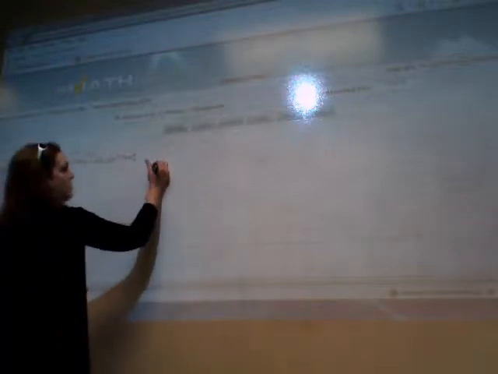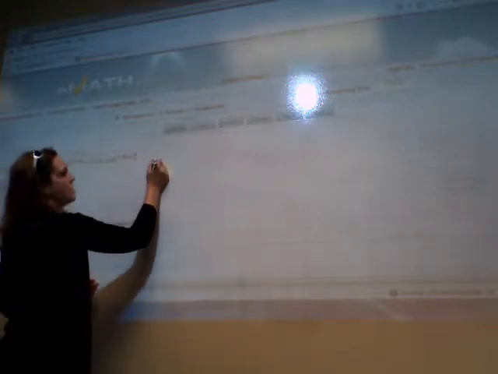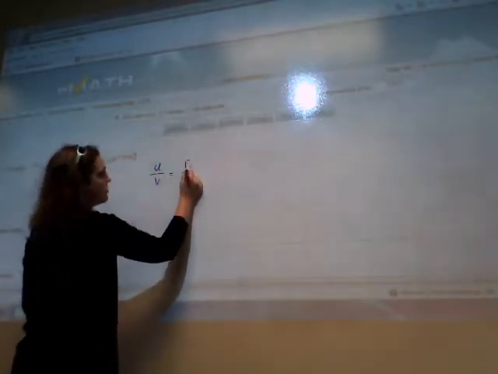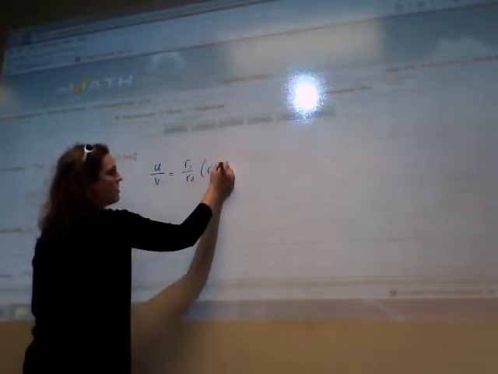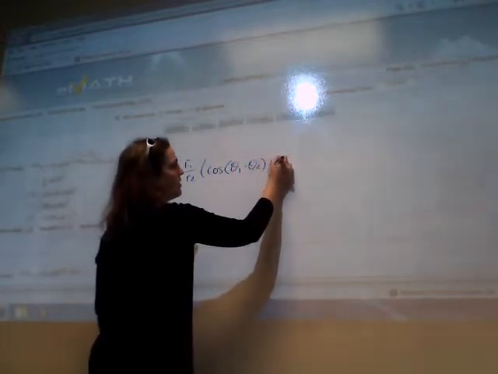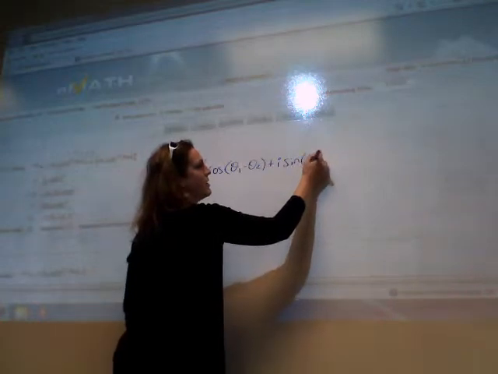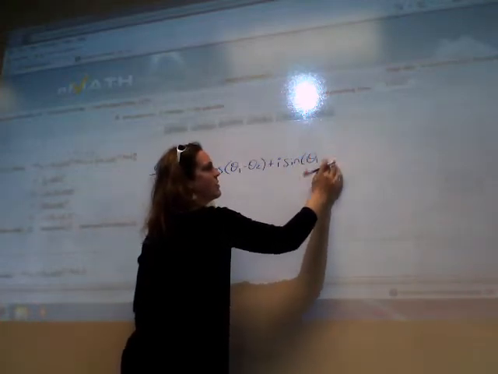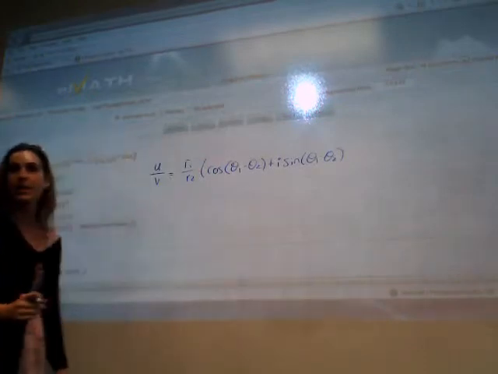Okay. We have 2 equations here in our trigonometric form, right? Because we have our numbers. And it's asking us to find u over v. Who remembers this formula? It's R1 over R2, cosine of theta 1 minus theta 2 plus i sine of theta 1 minus theta 2. Yep. Okay. This is our equation.